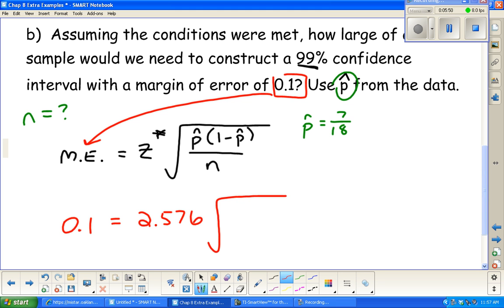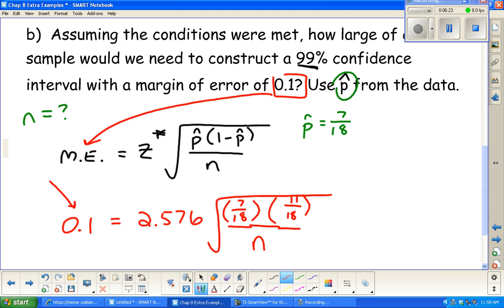The square root of p hat, I'm going to keep these as fractions: 7/18. 1 minus p hat would then be 11/18. And our sample size n was 18. Oh, I'm sorry, let me catch myself there. 18 was the sample we had. We're doing a different type of problem. We are trying to find out what sample size we need in order for the margin of error to be 0.1. So don't fall into that trap.